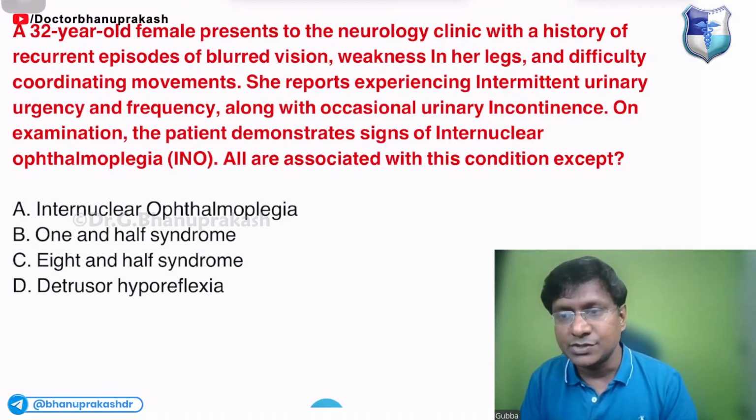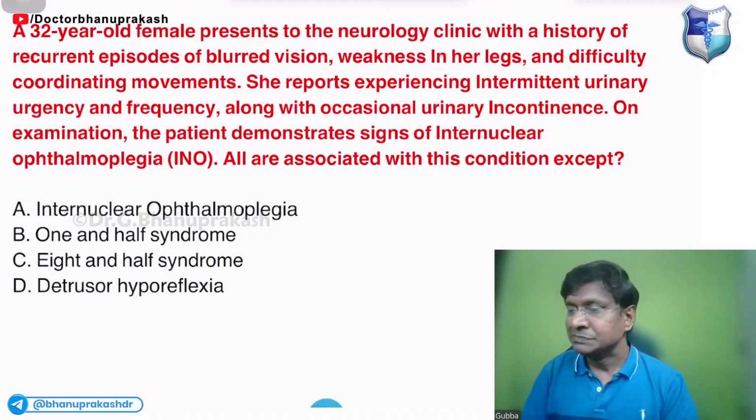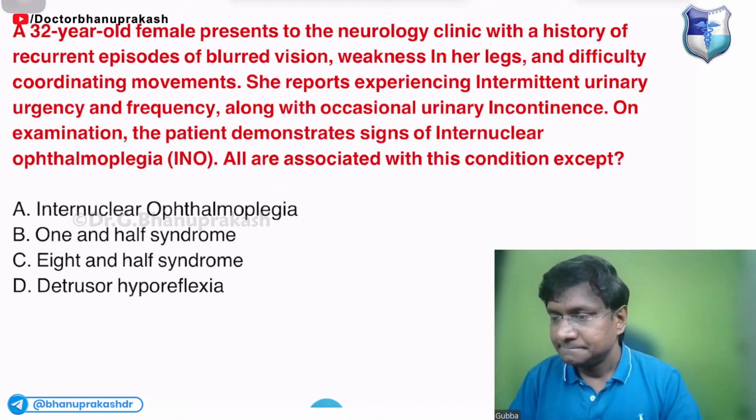All of the following are associated with this condition except: the options are internuclear ophthalmoplegia, 1.5 syndrome, 8.5 syndrome, detrusor hyporeflexia. Okay, so can anyone tell me?